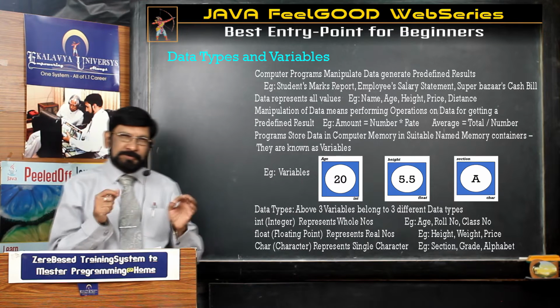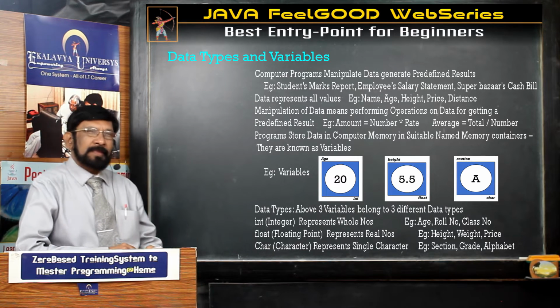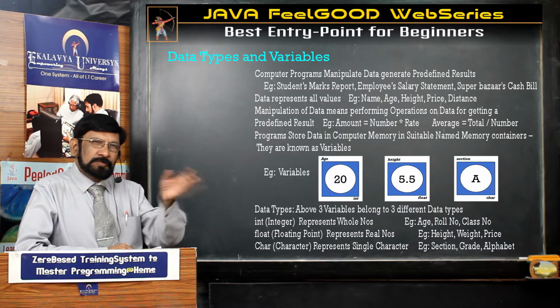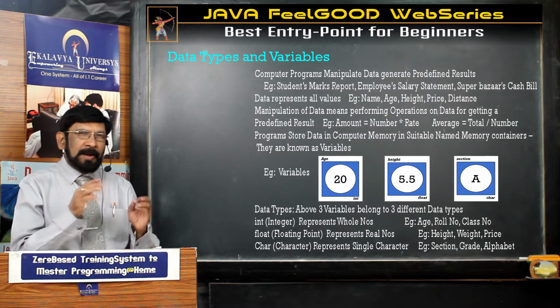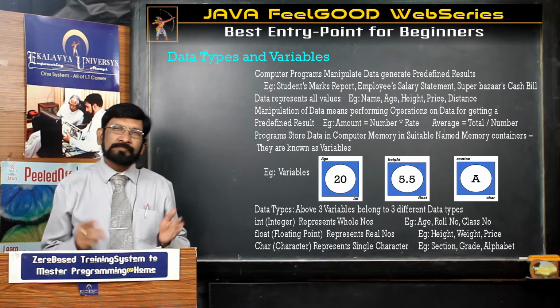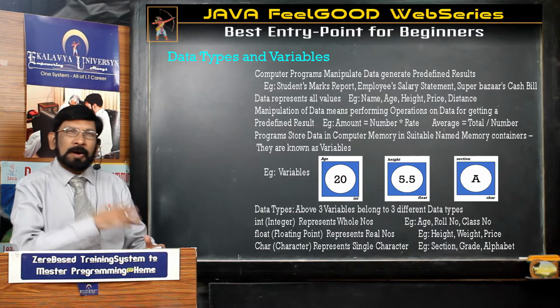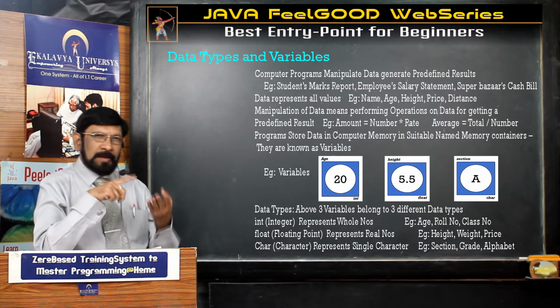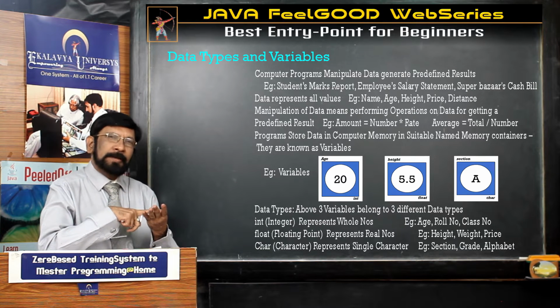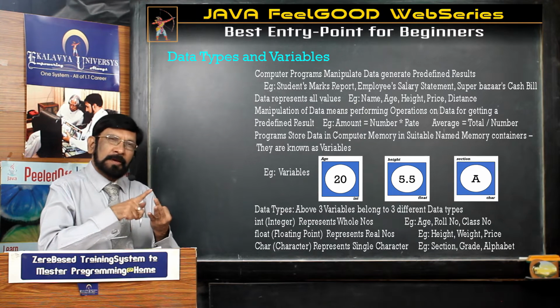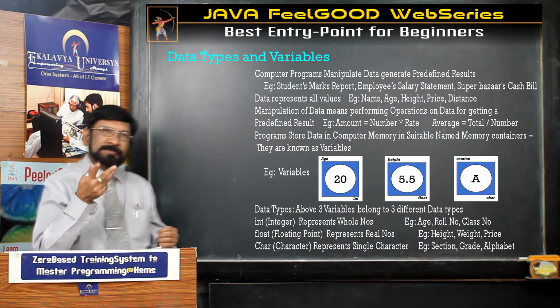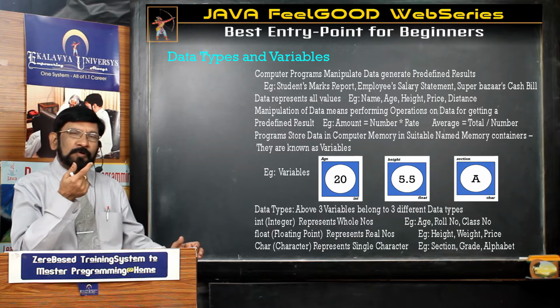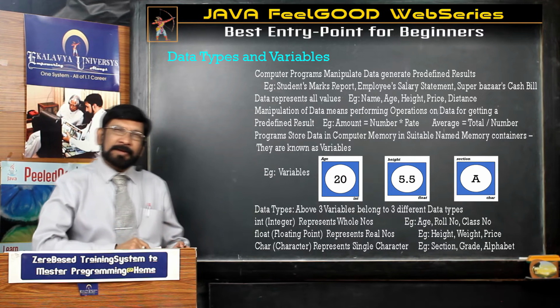In this case, first you have to understand what is data. Data, we use the word very loosely, but you have to understand the real meaning of data. Data represents a value. Whatever values we use, all these are data items. For example, name, roll number, class number, height, weight, distance, price, amount. All these are data items.